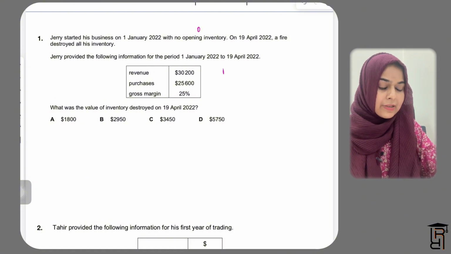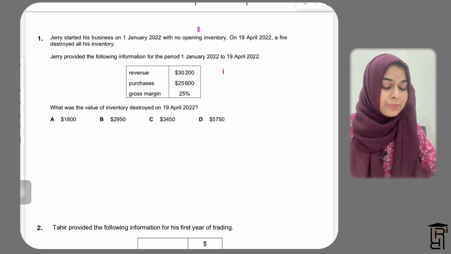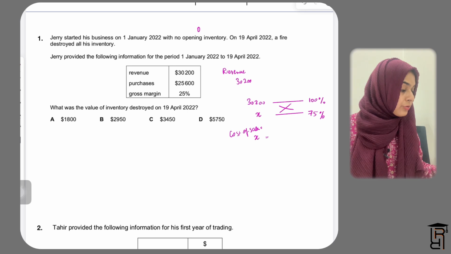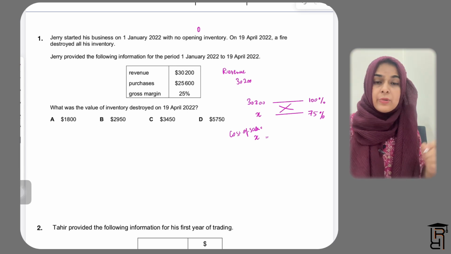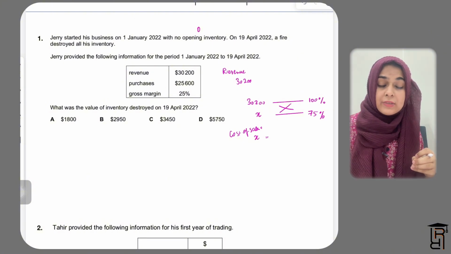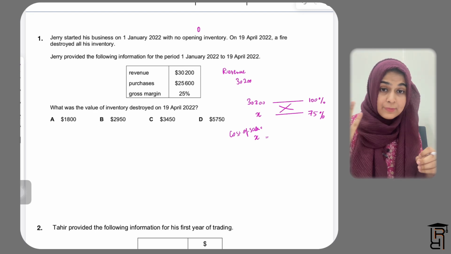I'll write X as cost of sales, and when I cross multiply I'll find out X. X is my cost of sales, which is going to turn out to be 22,650. So cost of sales is 22,650. Now I'm going to use the cost of sales formula to find out the amount of inventory which has been destroyed.